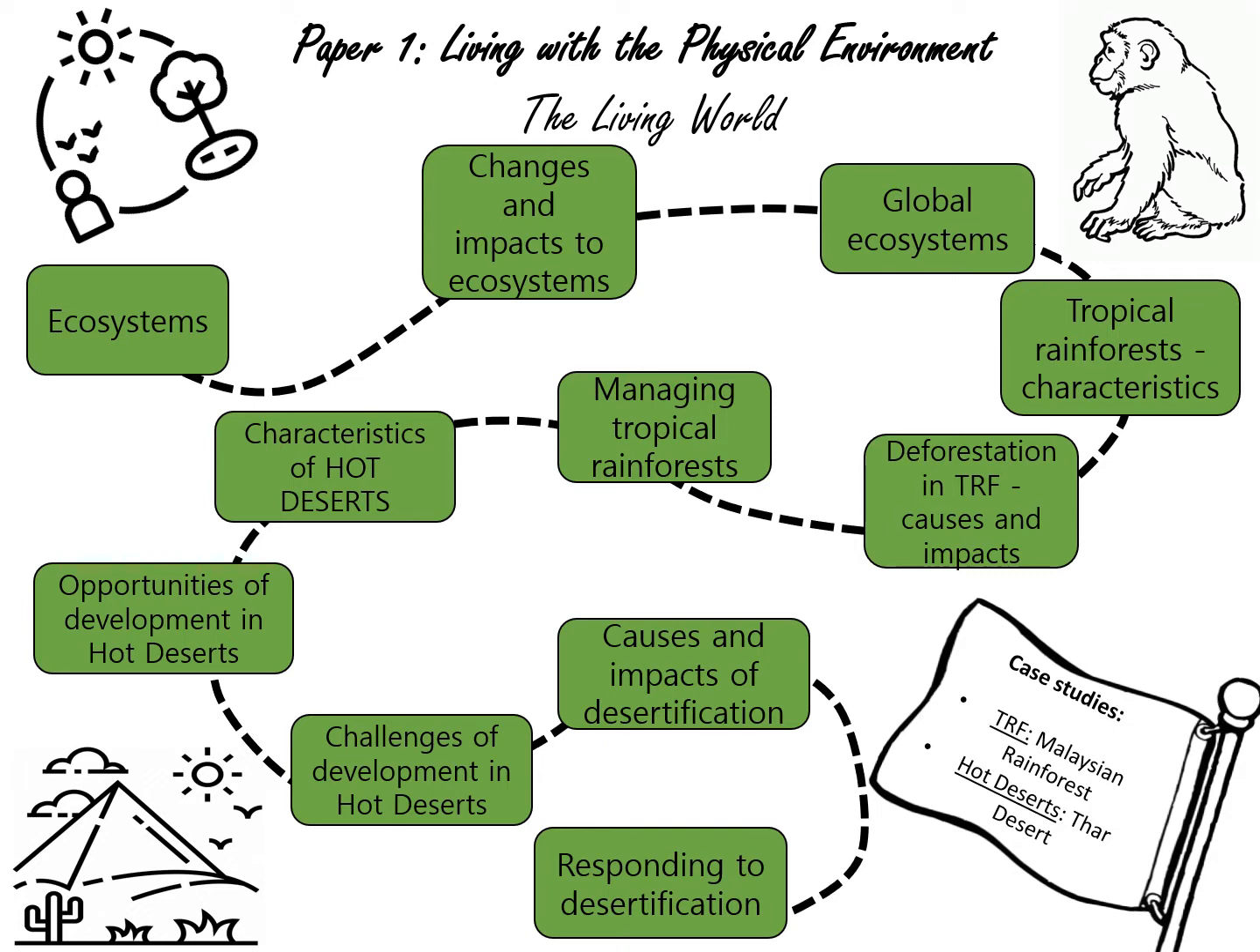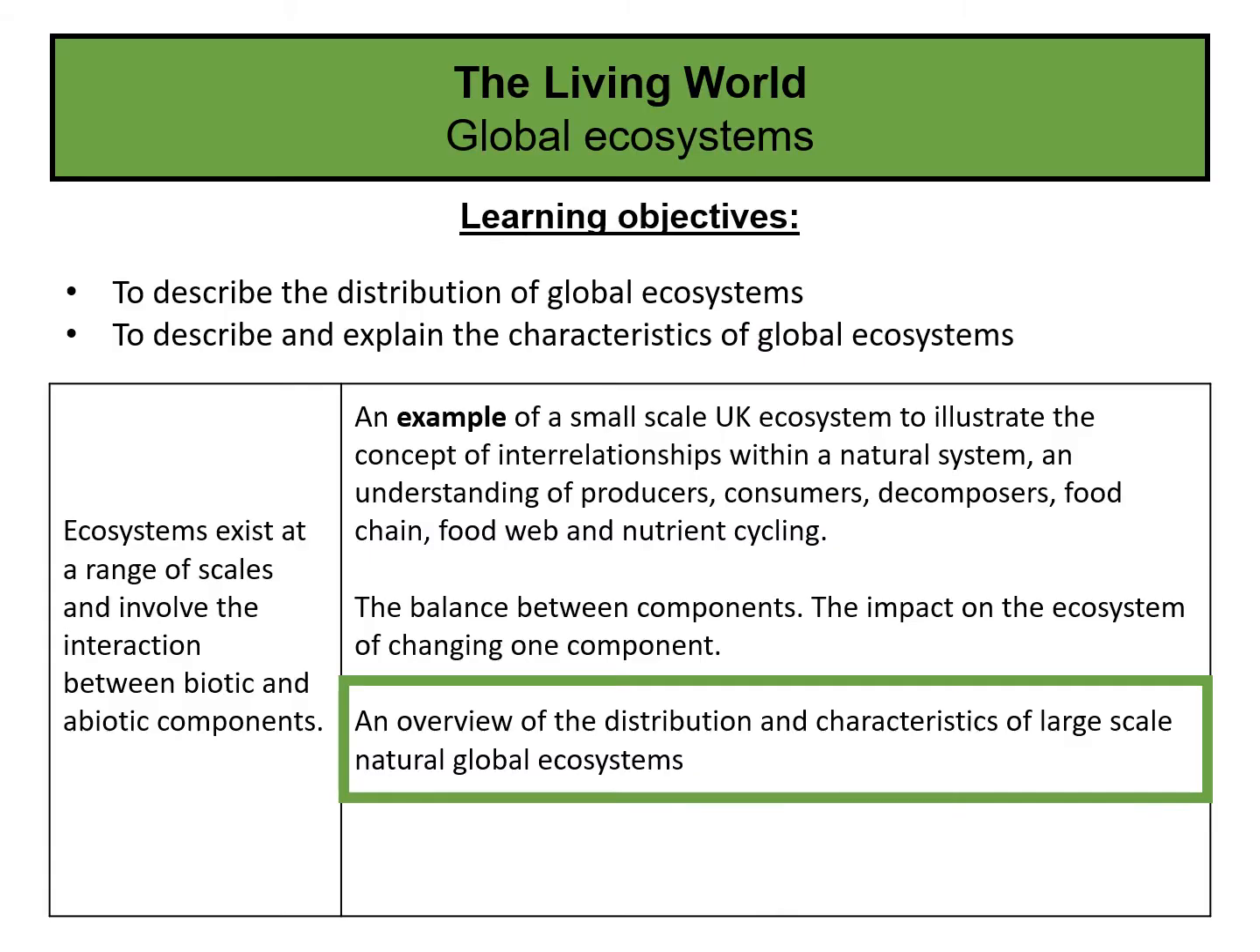Now, a large-scale ecosystem is actually referred to as being a biome. So that is a key word that we will be able to define by the end of the lesson and identify where we find these biomes and why they are where they are. So we're going to describe the distribution of local ecosystems and describe and explain the characteristics of global ecosystems.